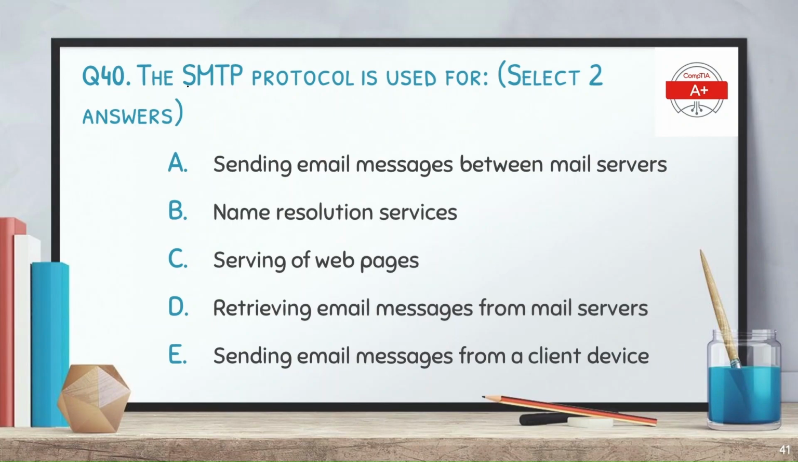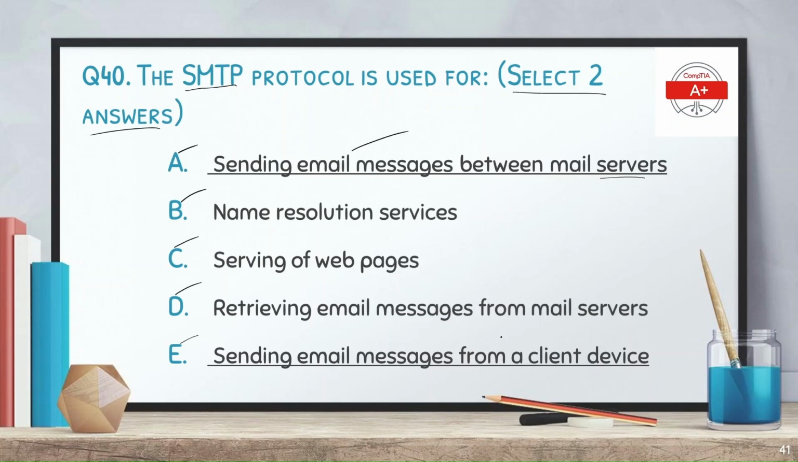Question number 40: SMTP, Simple Mail Transfer Protocol, is used for, and we have to select two answers. The options are A, sending email messages between mail servers, B, name resolution services, C, serving of web pages, D, retrieving email messages from mail servers, and E, sending email messages from a client device. The correct options are that it is used for sending email messages between mail servers and sending email messages from a client device to the server.